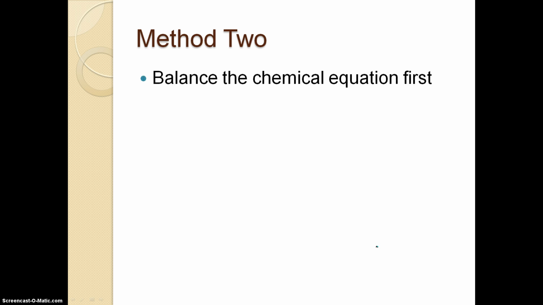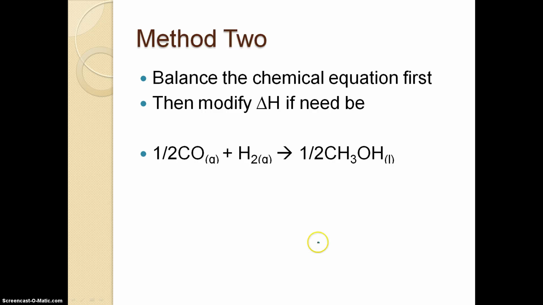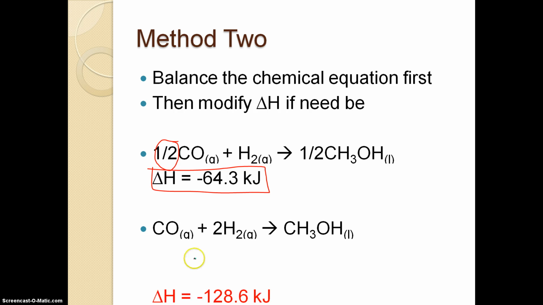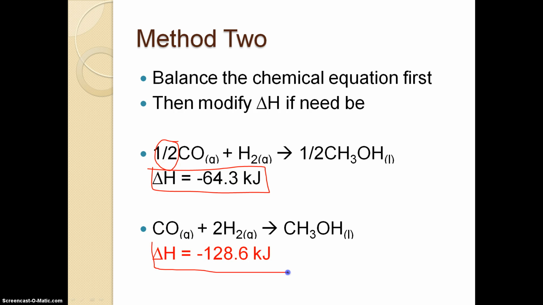Pretty straightforward. For the second method, what we're going to do is balance the chemical equation first, and then we can modify delta H based on the number of moles. So here we have an equation, half a mole of CO. If we're given something like this on a test, half a mole of CO doesn't exist. And if we're saying that delta H value for half a mole of CO is negative 64 kilojoules, when we balance the equation, in essence we're doubling this value right here to get 1 mole, we're going to have to double the delta H value as well, so we end up with negative 128 kilojoules of energy.